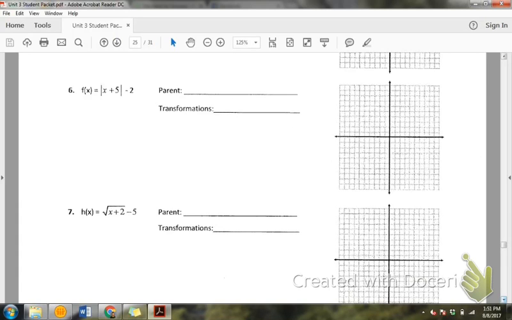Okay, this is an absolute value graph, right? So the parent graph here is f of x equals the absolute value of x. What kind of shape is that? You have your paper to go back to if you need to. It's a V, right?